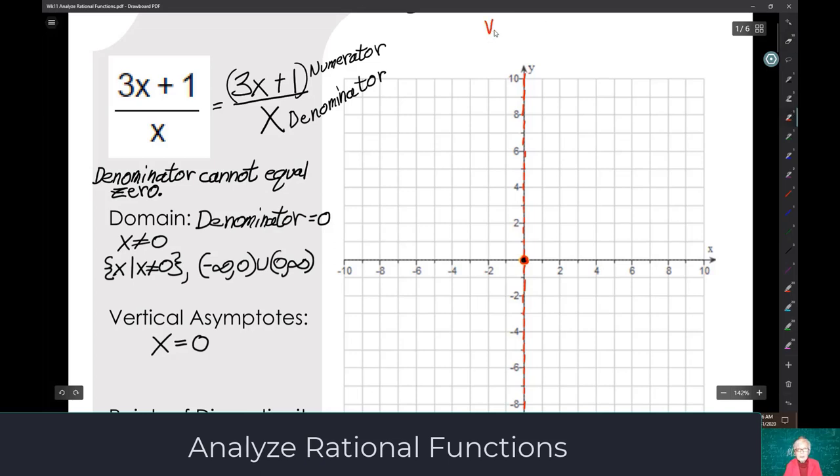Vertical. No, that's too high, and it'll get lost. We'll do it one more time here. Vertical asymptotes.